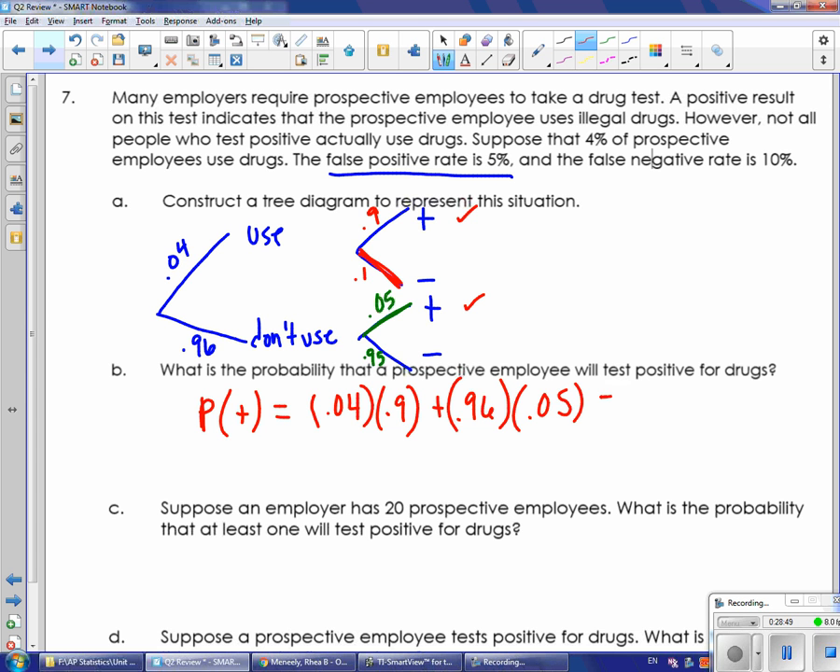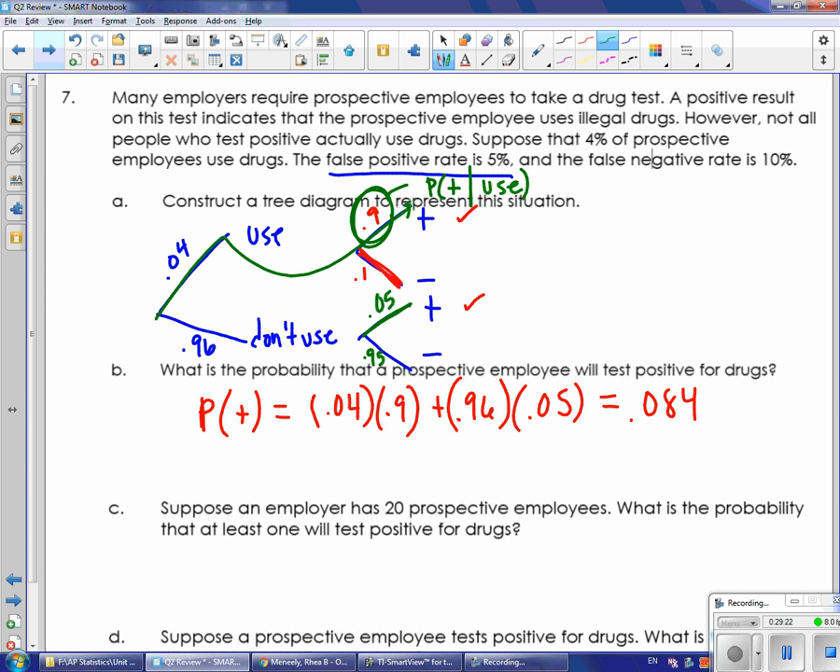And when you multiply that all out, you get 0.084. Remember, though, that this path here that I'm looking at, this use and test positive, this probability right here is not an and. This probability corresponds to the probability of testing positive given that the person uses. So be careful, because a lot of times when people see the word and, like use and test positive, they automatically think that they can multiply all their probabilities together.